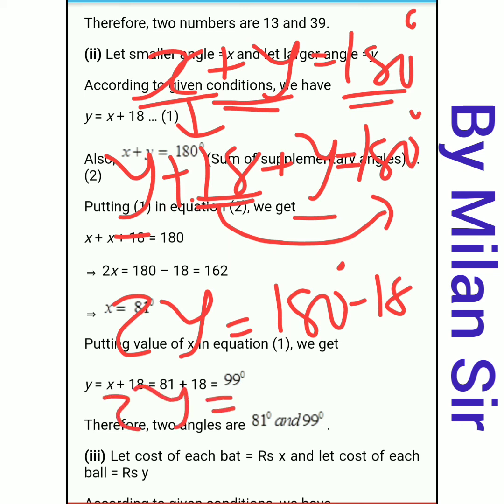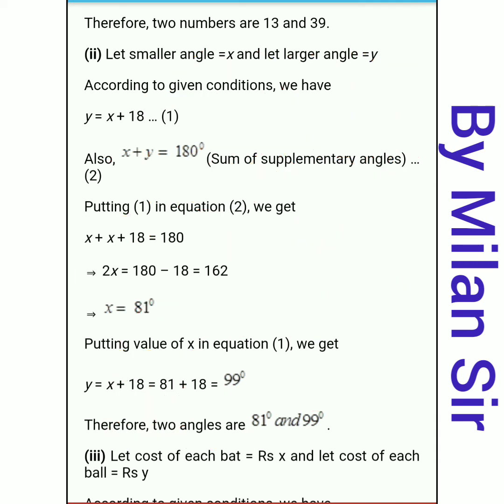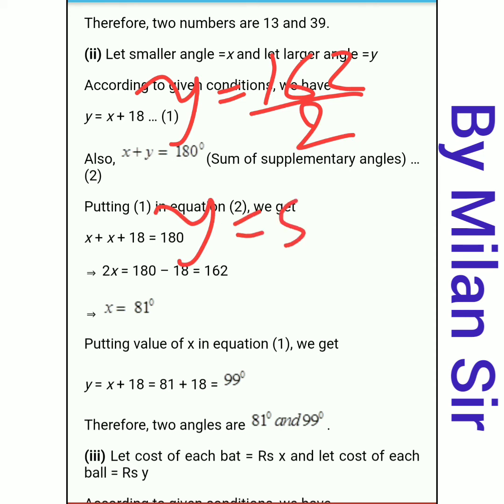Now 2y is equal to 180 minus 18, which is 162. Then transfer this 2 to the right hand side, it goes to the denominator. So y is equal to 162 divided by 2, which is 81. So y is equal to 81 degrees.